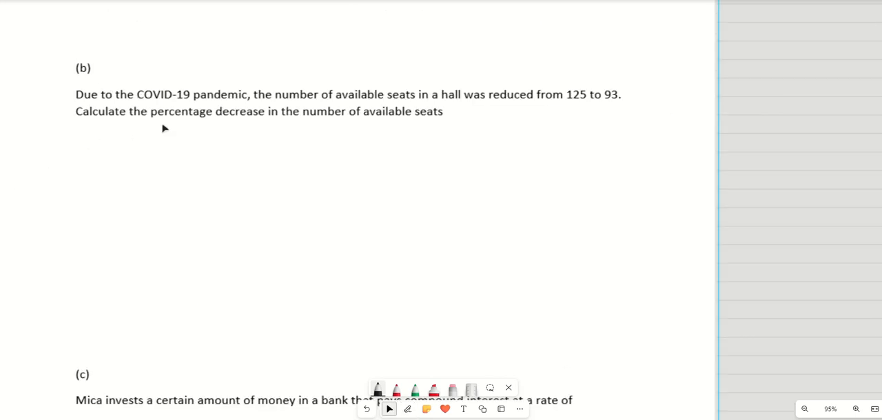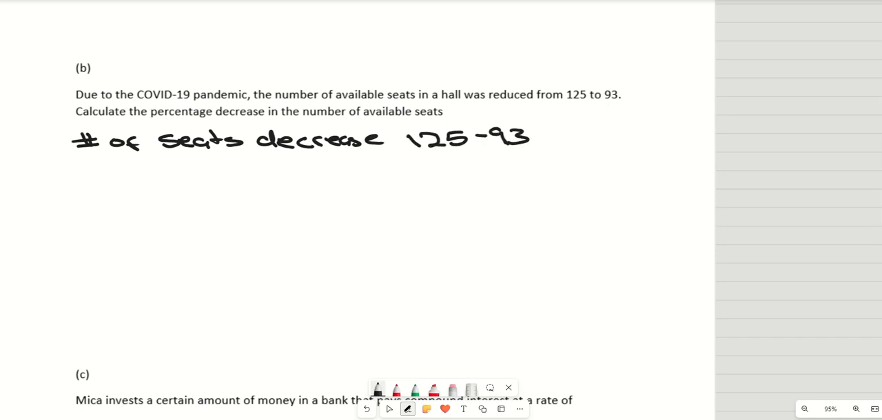Part B. Due to COVID-19 pandemic, the number of available seats in the hall was reduced from 125 to 93. Calculate the percentage decrease in the number of available seats. First off, let's find out the number of seats it decreased by. All right. This would be 125 minus 93. You are going to get the number of seats it decreased was 32 seats.